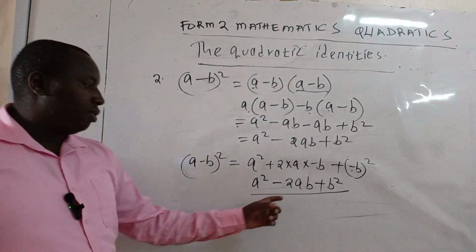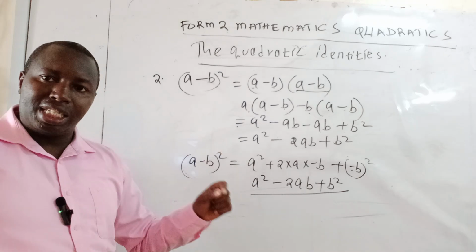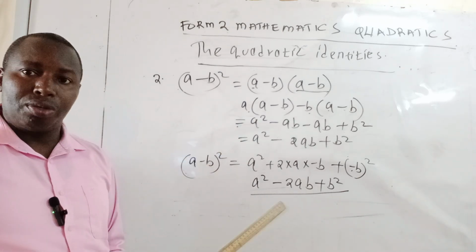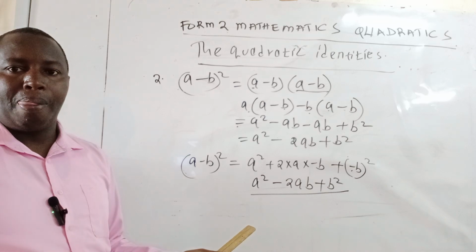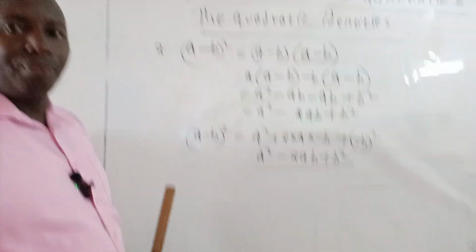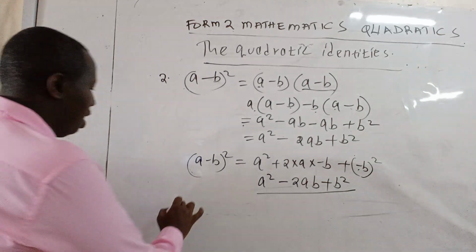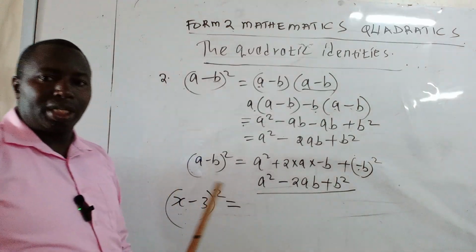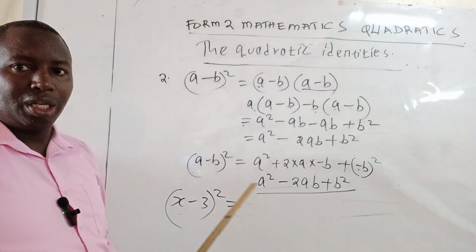And that is now the second quadratic identity, the one you use when you want to expand. So that's how you expand. For example, let's say you want to expand x minus 3 squared. I want us to use the quadratic identity instead of the wrong method of expansion.